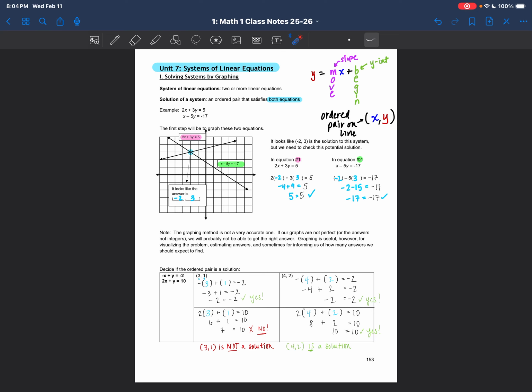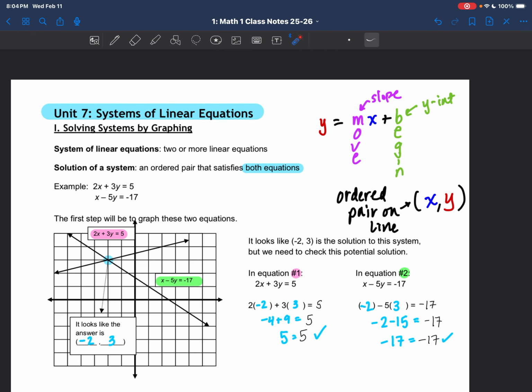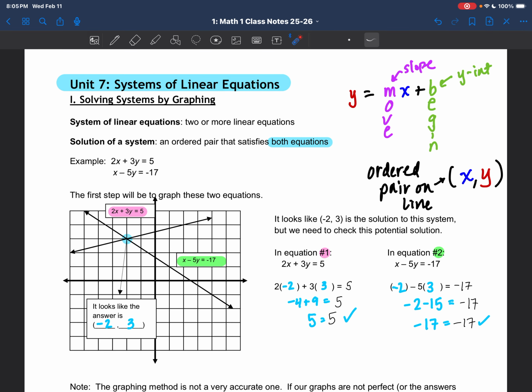Right, we're starting a new unit, Systems of Linear Equations. So first, we're going to solve systems by graphing. Just some background knowledge: a system of linear equations is two or more linear equations. Now remember, linear means you can write it as y equals mx plus b.